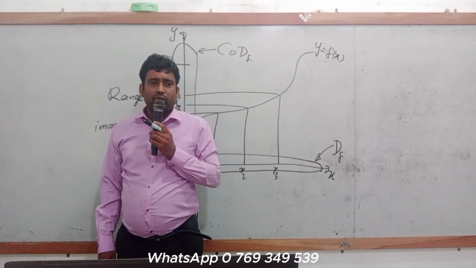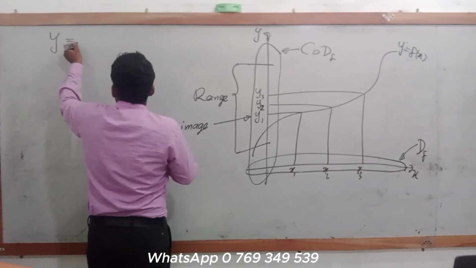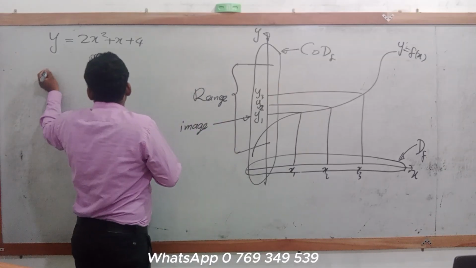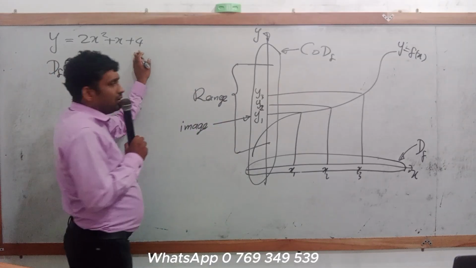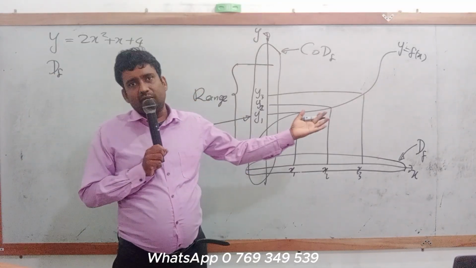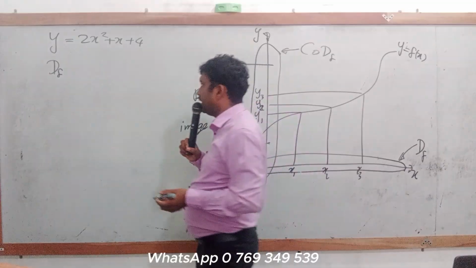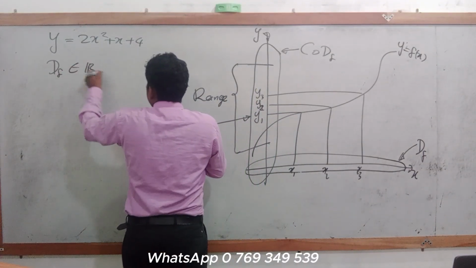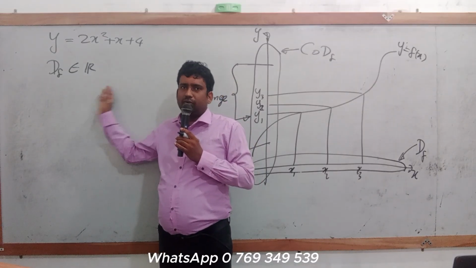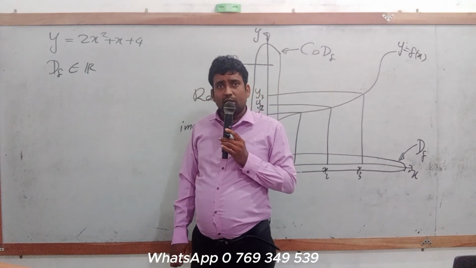Now, y equals 2x square plus x plus 4, and we have Df. What is the Df? We can use all numbers, minus infinity to plus infinity. Every number. Then we can say that Df belongs to R, all real numbers, or minus infinity to plus infinity. Domain. Now the range.